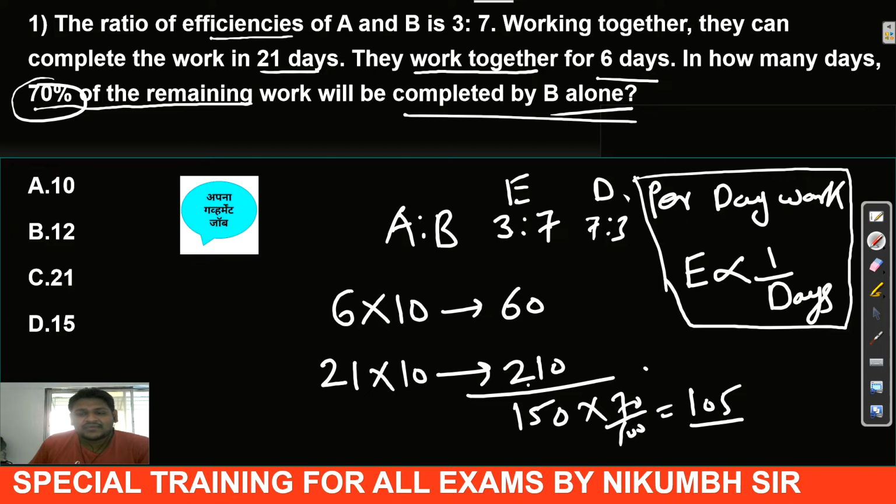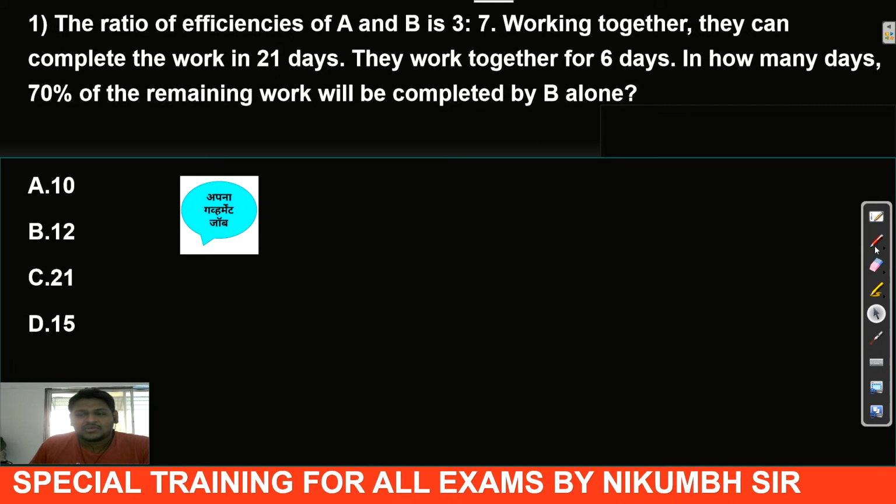Okay, so 105 to complete the 105 work, in how many days does B require? So it will be 15. That's why the answer is 15. So just this concept is required in this question. Very easy question actually. Now in the exam hall, what will you do?